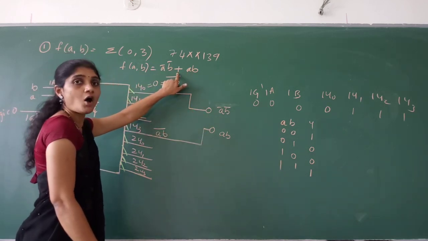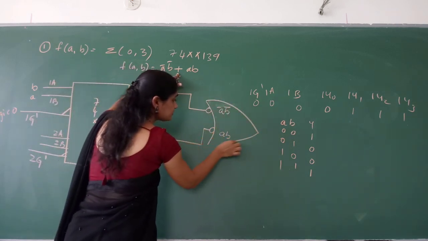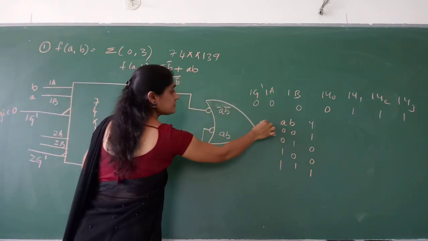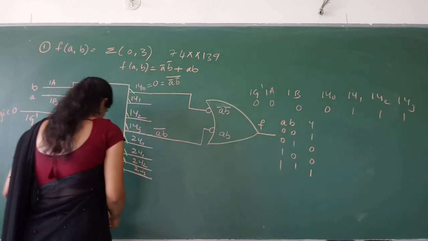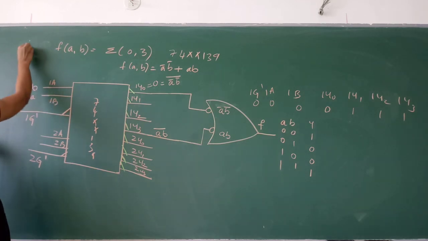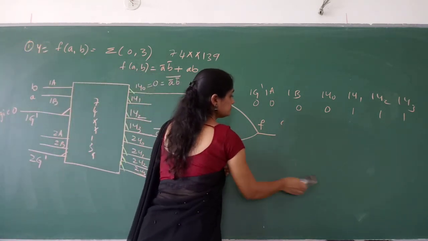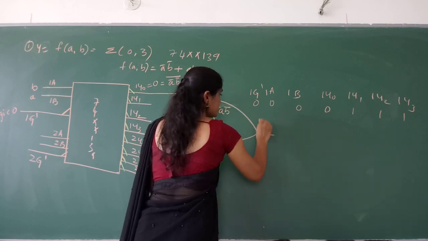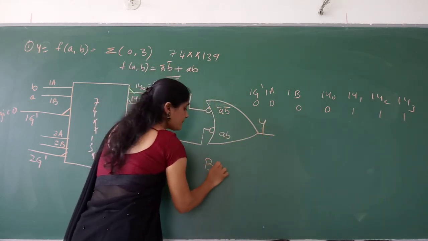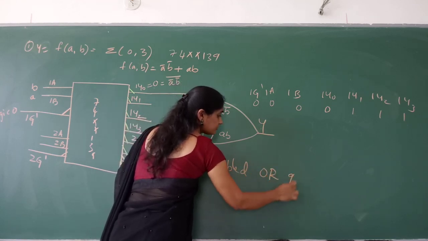Okay, so now I have A bar, B bar, A, B. In between, OR. So it is a bubbled OR gate. So this is your function. Let me call the function Y. So this is your output, Y. So what gate are you using here? Bubbled OR gate.